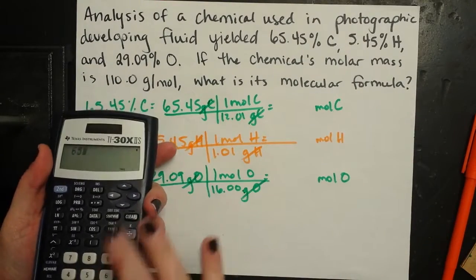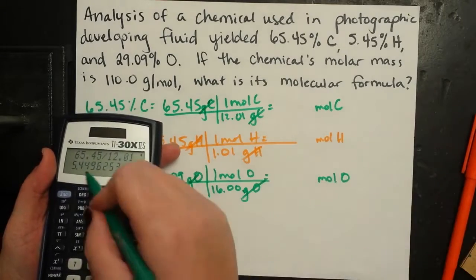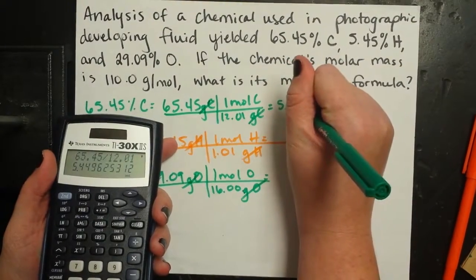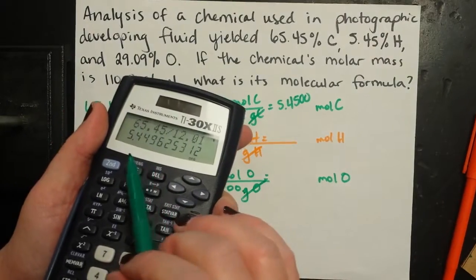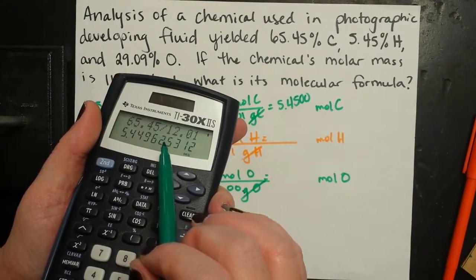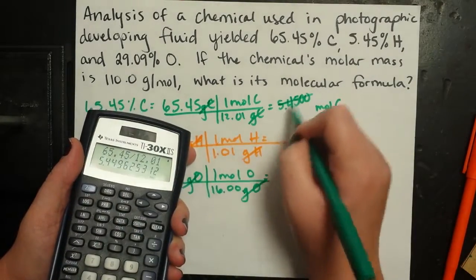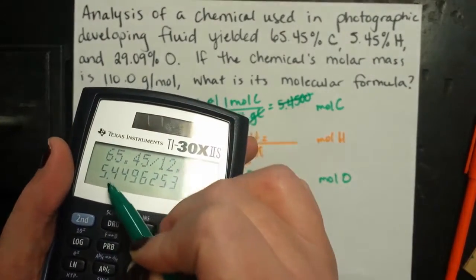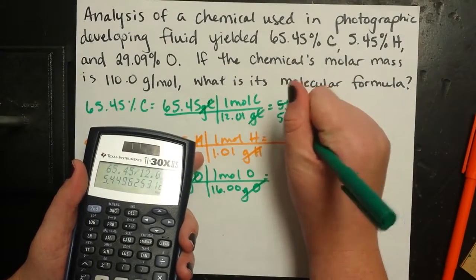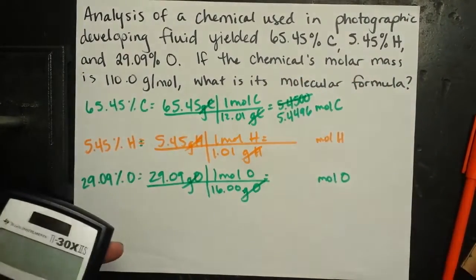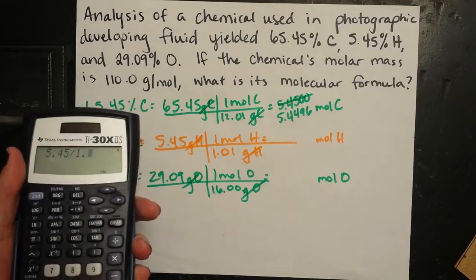So I've got 65.45 divided by 12.01. Okay, I get 5.4500. Sorry, I was looking at rounding that 9 up. Let's go ahead and write this out. Sorry, that was my fault. So 5.4496, that 2 does not round that 6 up, excuse me. So 5.4496 moles of carbon.